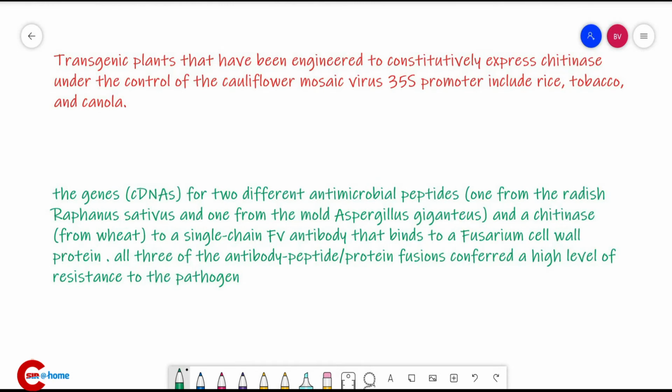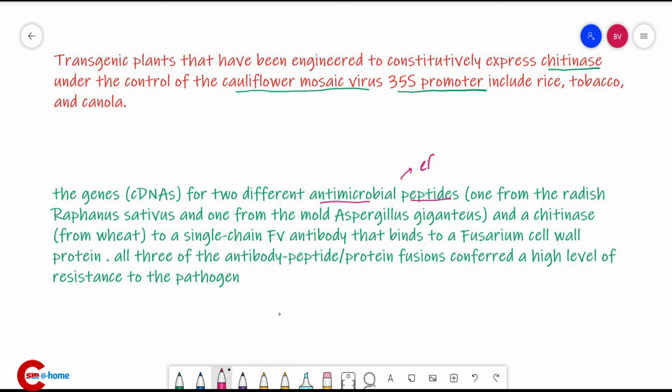Okay, always expressing chitinase. The transgenic plants that have been engineered to constitutively express chitinase under the control of the cauliflower mosaic virus 35S promoter. Examples of these transgenic plants include rice, tobacco and canola. Then the other strategy is the genes for two different antimicrobial peptides, which are also effective against fungi.